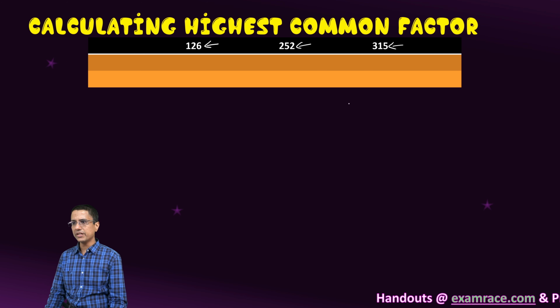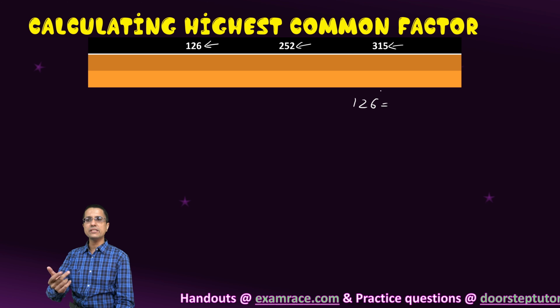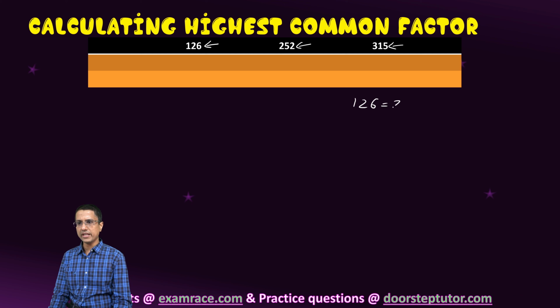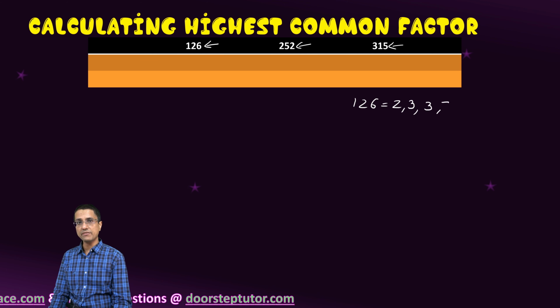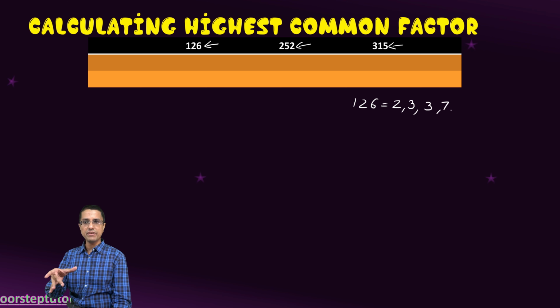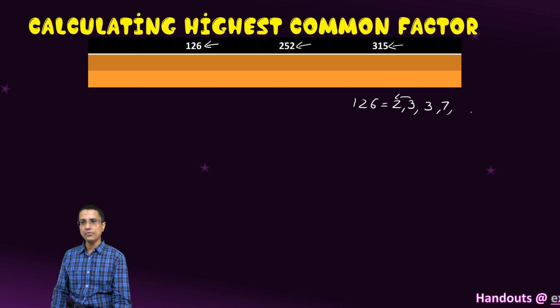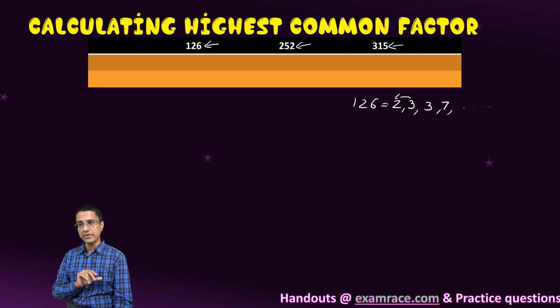So what I can do is start like this. I can start with 126 and continue to list the factors of 126. I can list down the prime factors. That is how we go about doing it. We start with the prime factors and then we combine these prime factors in various ways. So then I can combine this and this, 2 and 3 and so on and so forth. Then I can come up with the rest of the factors of 126.